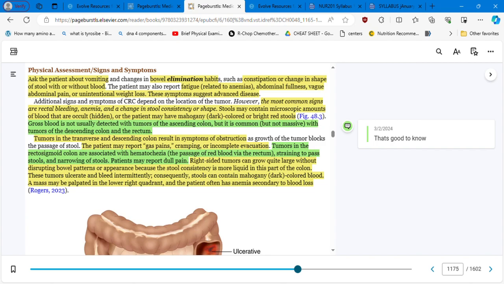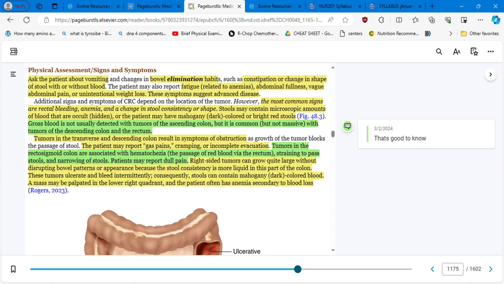Abdominal fullness, back or abdominal pain, or unintentional weight loss. These symptoms suggest advanced disease. Again, if you have a patient with unintentional weight loss, that means the patient is going to tell you, you know, I lost 15 pounds in the last 2 months, right? So that's something that you need to pay attention to. The most common signs are rectal bleeding, anemia, and change in stool consistency or shape. These are symptoms of CRC, okay?